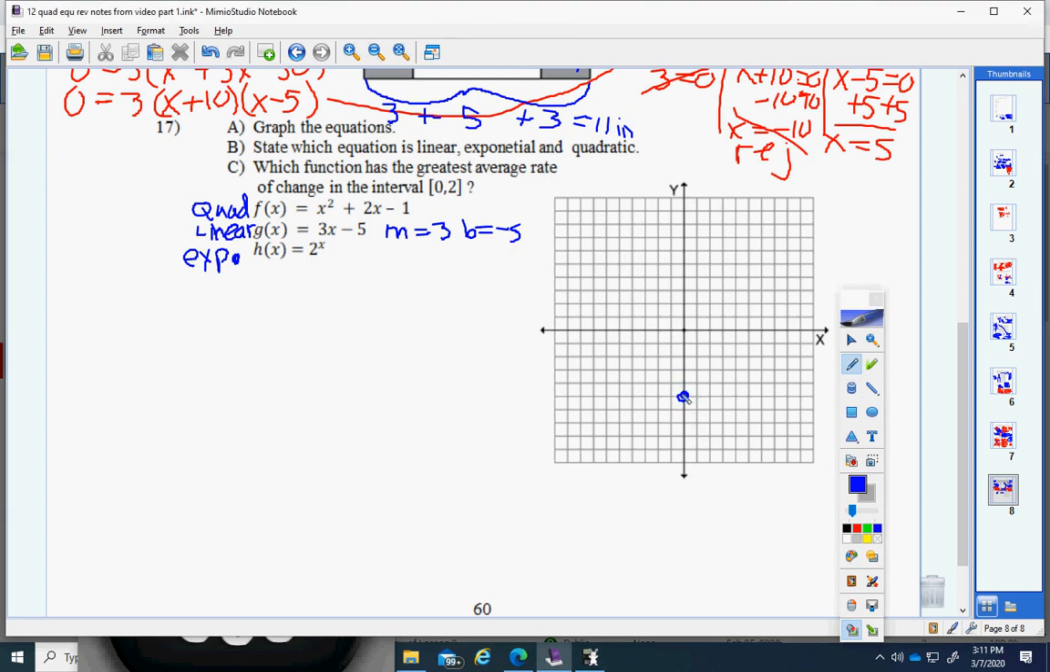And we said the slope was 3. 1, 2, 3 over 1. 1, 2, 3 over 1. 1, 2, 3. I have a really hard time drawing with this pen. This is g of x.